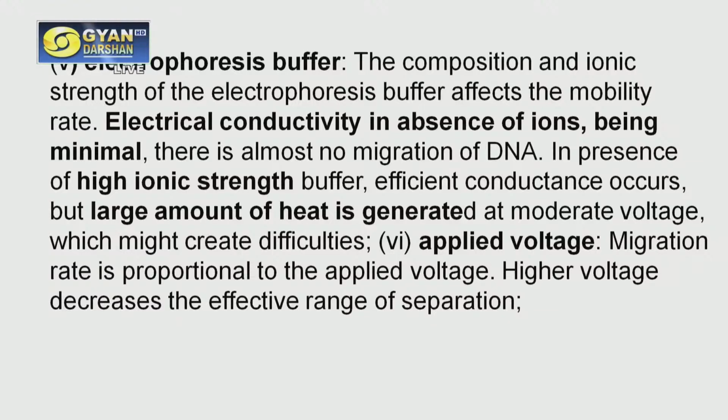Voltage. If you apply a very high voltage, what will happen? The DNA will migrate faster, no doubt, but again a lot of heat will be generated. And if the voltage is very low, then also migration will be very slow. Therefore, you have to optimize the applied voltage. Normally for DNA, it's 70 to 80 volts that we use for running a particular DNA molecule.